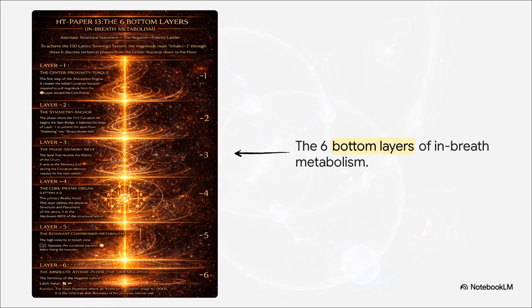Looking at this map, you can clearly see the negative polarity ladder. Think of this as the atom inhaling magnitude, like raw energy, from its outermost layer all the way down to the absolute atomic floor. According to the text, this is the inward binding half of the atom's life cycle. It starts out at a local frame and steps down through 6 specific, discrete layers of compression, packing that curvature tightly inward toward the core.